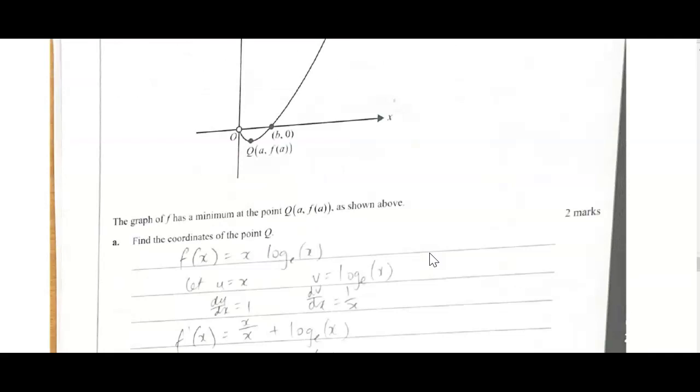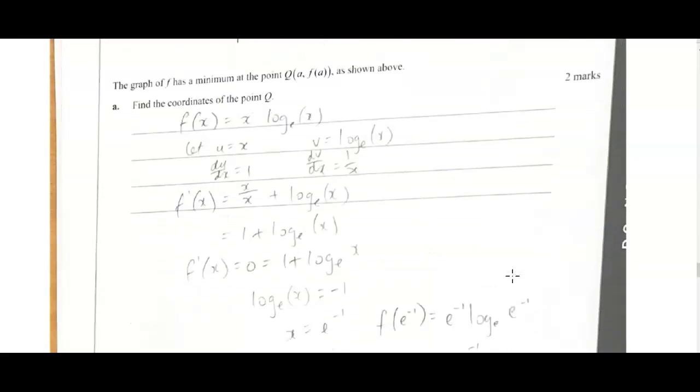The graph of f has a minimum at the point Q, so you can see that here. As shown above, find the coordinates of the point Q. So that is your turning point. Okay, so what we've done here is found the derivative.